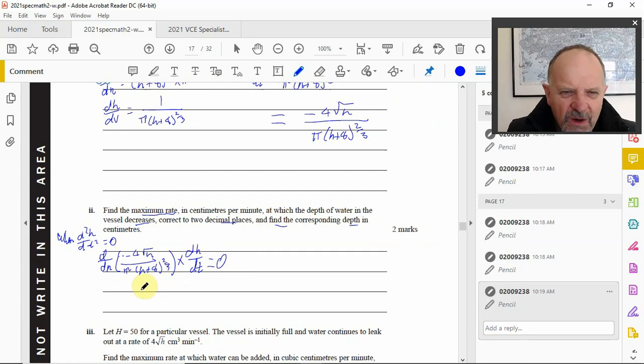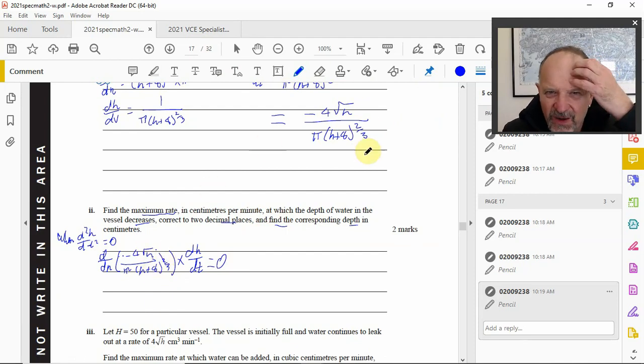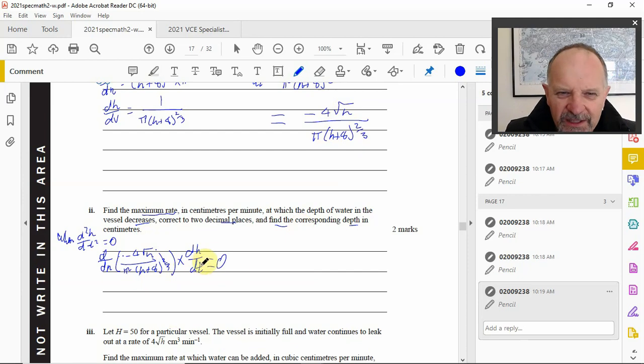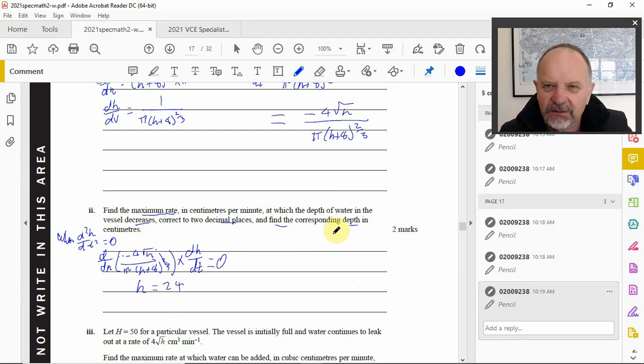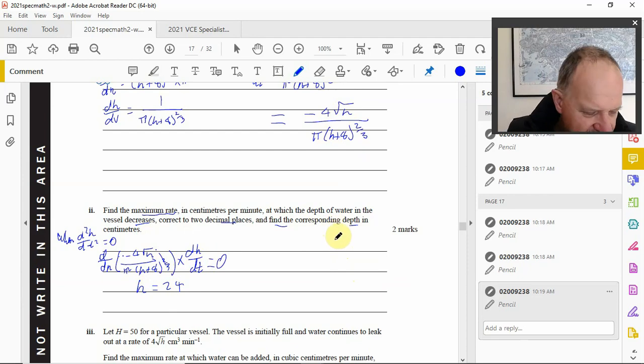In the interests of time, I'm not going to do that. So you differentiate that with respect to h, you times it by this stuff here. You then set up an equation where you solve to equal 0 for h, and you find that h is 24. So we know that the maximum rate of decrease in this case occurs when h is 24.